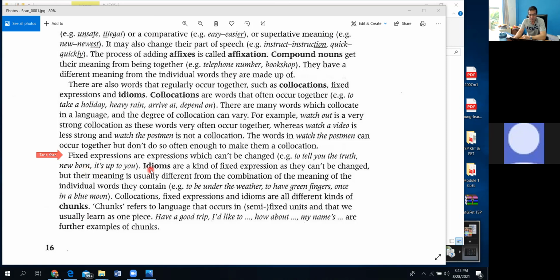Now, what's the difference between fixed expressions and idioms? There is a big difference. You can see here, idioms are a kind of fixed expression as they can't be changed. So in one sense, fixed expressions and idioms are similar in that they both can't be changed. Up to this point they are the same. But then what's the difference? Their meaning is usually different from the combination of meanings of the individual words they contain. Meaning-wise, there is a difference.